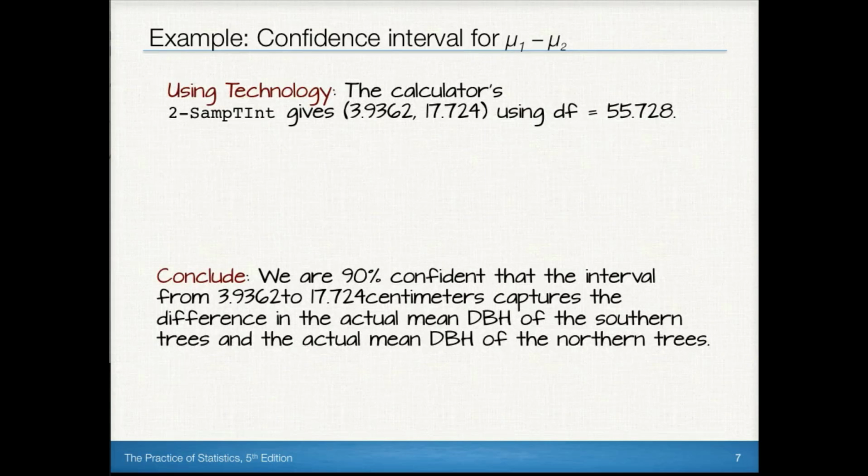Now the calculator's 2-SampTInt gives a slightly different range. In this case, we use degrees of freedom 55.728, and you'll see we have slightly different values for our minimum and maximum, however fairly close. So we can state we're 90% confident that the interval from 3.9362 to 17.724 centimeters captures the difference in the actual mean DBH of the southern trees and the actual mean DBH of the northern trees.